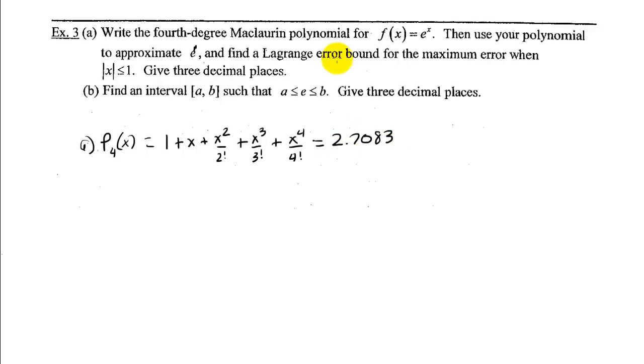2.7083. Again, three decimal places, so let me get rid of that last one. I get excited with decimal places, apparently. Find a Lagrange error bound for the maximum.